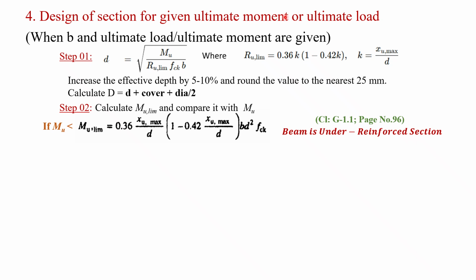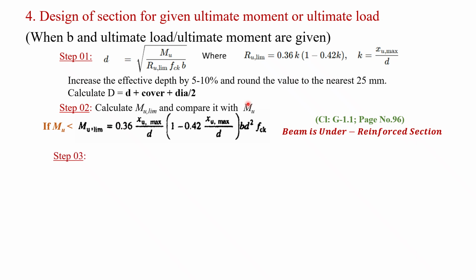If we use this equation, we get the minimum depth required for the given moment. So most probably, after calculating the depth and increasing it by 5 to 10%, this condition will be satisfied and the beam will be designed as an under-reinforced section.